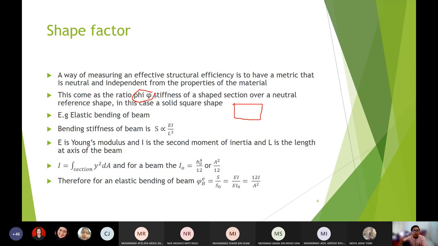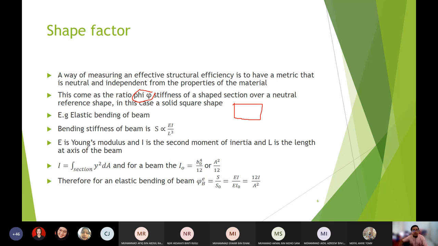We know that the definition for bending stiffness is S equals E I over length cubed. This is the definition for beam bending stiffness, where E is the Young's modulus, I is the second moment of inertia, and L is the length at the axis of the beam. The second moment of inertia here is the neutral second moment, at the reference axis.